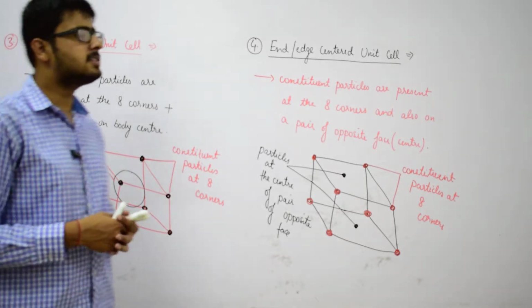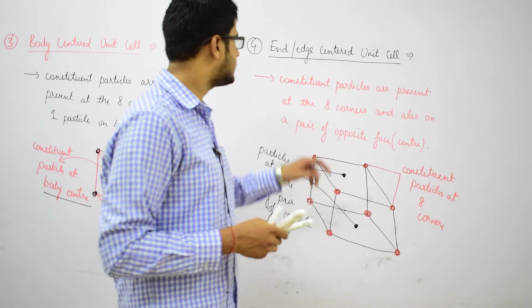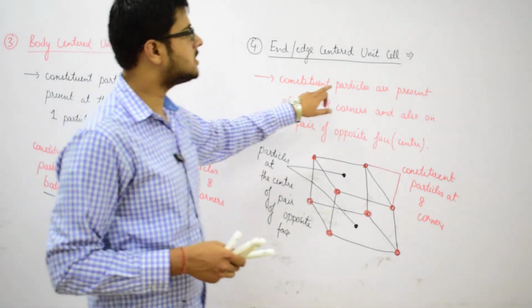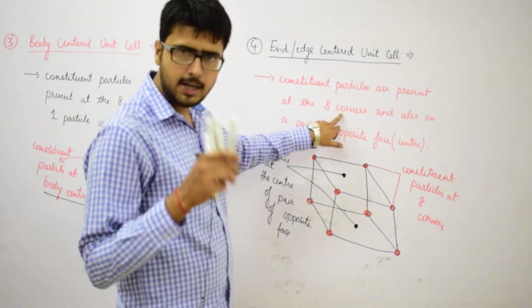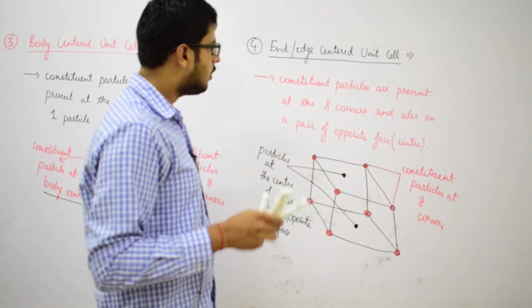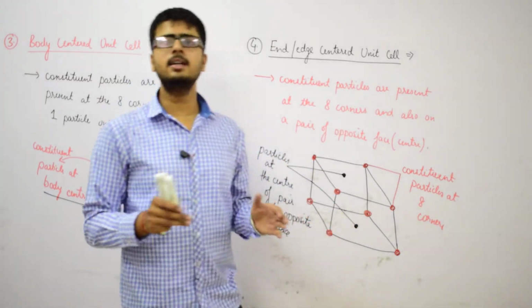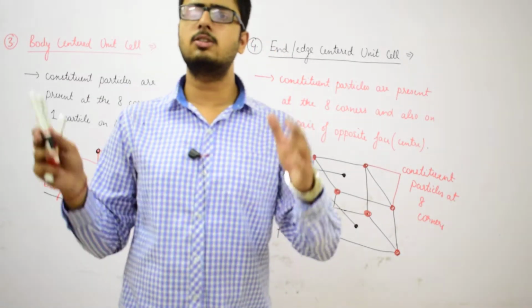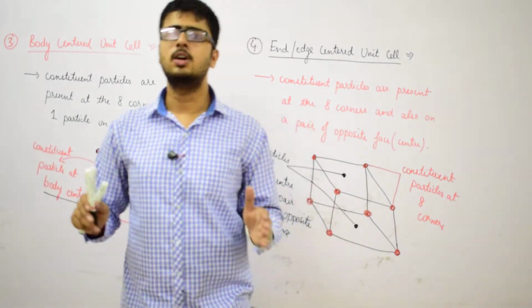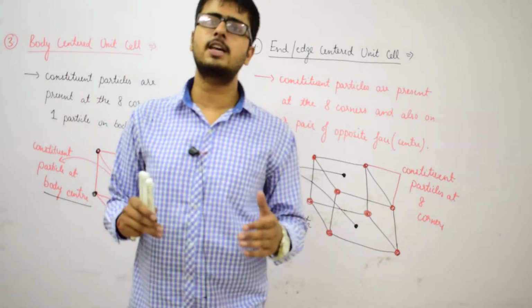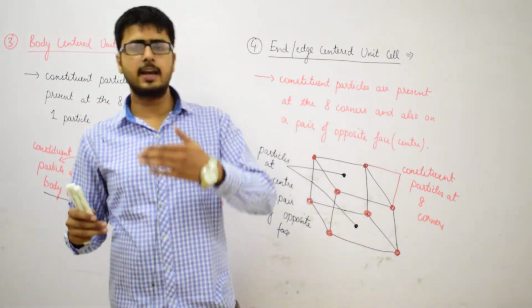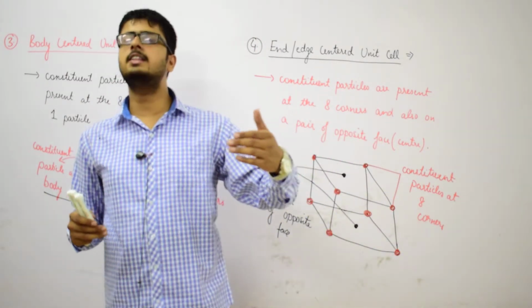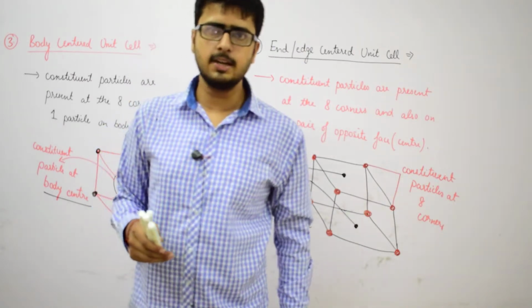Now, the fourth type is end centered or edge centered unit cell. In this case the constituent particles are present at the 8 corners and also on a pair of opposite faces. The pair of opposite faces can be either left or right, or front or backward side, or top or bottom side.